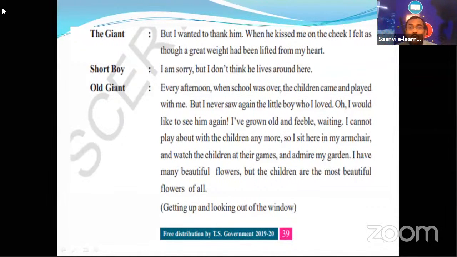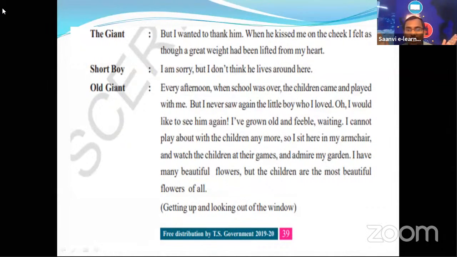Short boy: I'm sorry, but I don't think he lives around here. I haven't seen this little boy before. Then the old giant: Every afternoon, when school was over, the children came and played with me. Every afternoon, what happened?